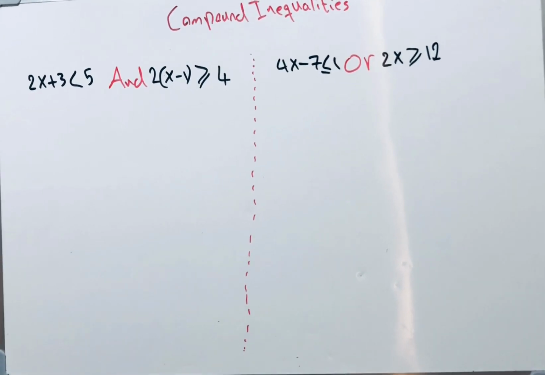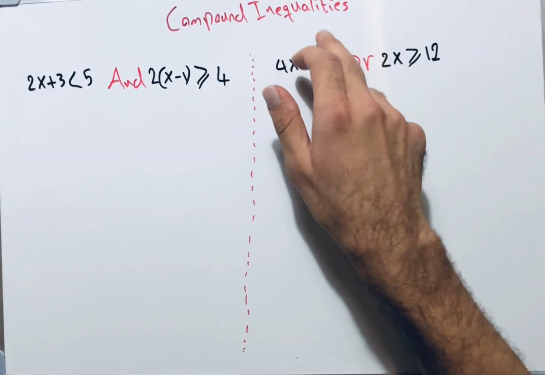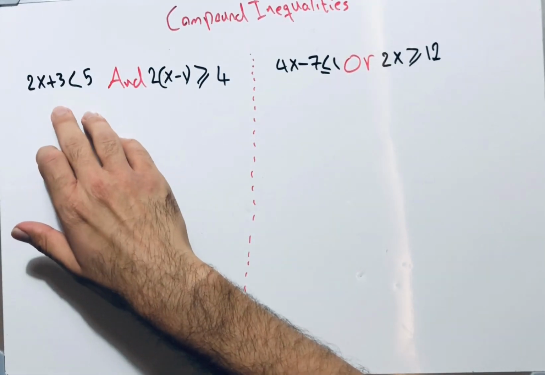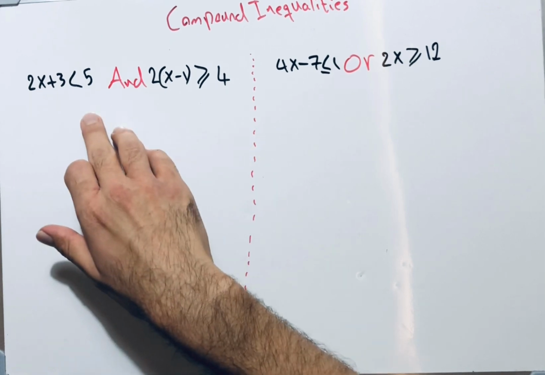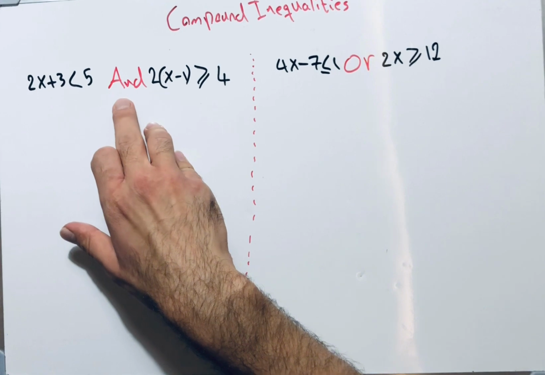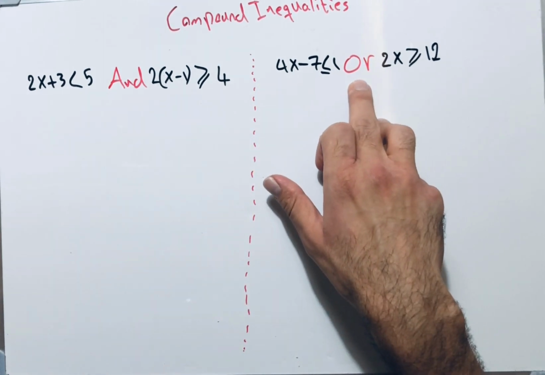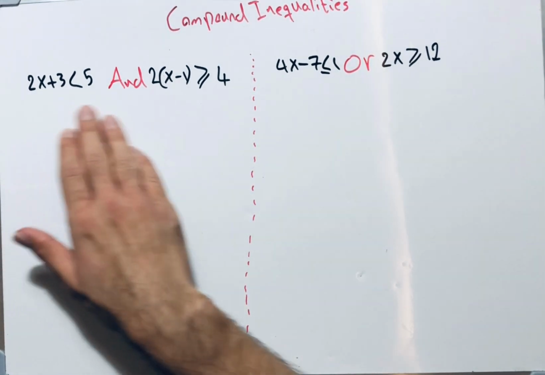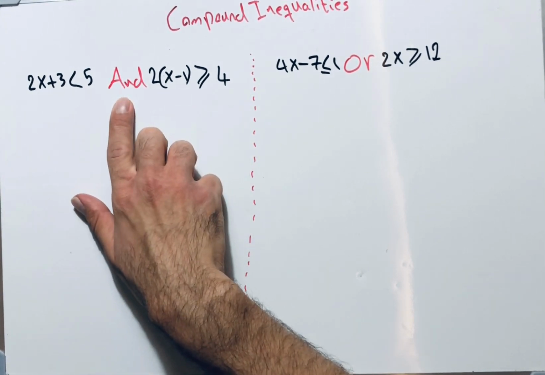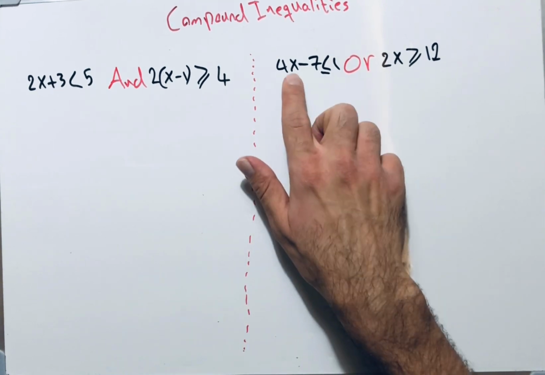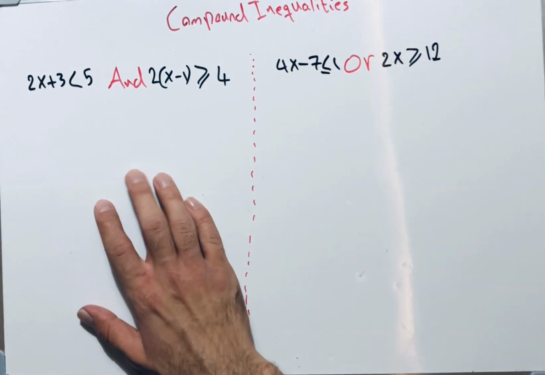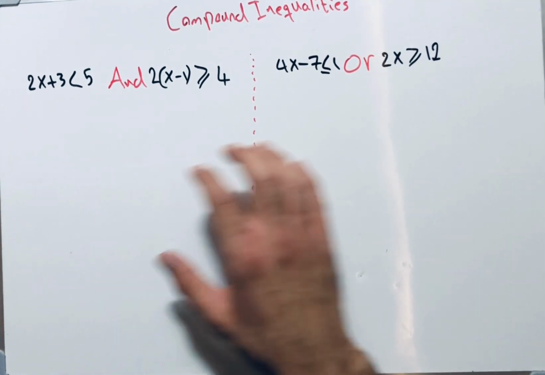Hello everyone, in this video we're going to be talking about compound inequalities. So let's say you have two or more inequalities together being joined using the word "and" or "or". If you take a look at this example, we have two inequalities and there's "and" in between, and also in this one we have two other inequalities and there's "or" in between. We're going to be explaining how to solve each one and what the difference is.